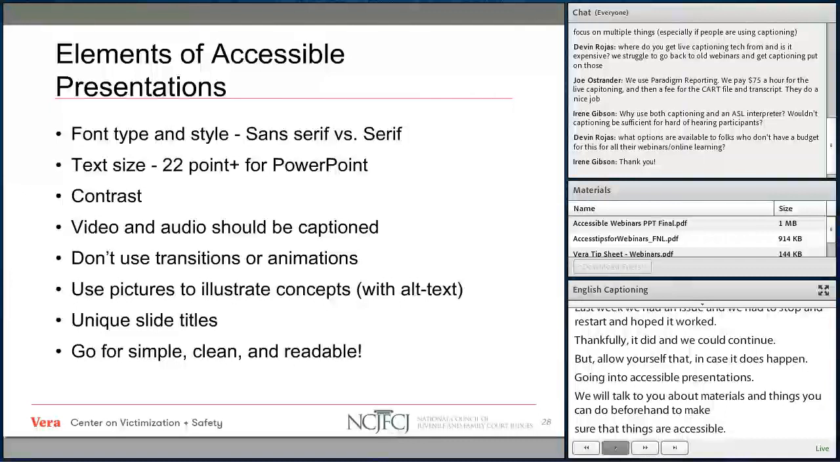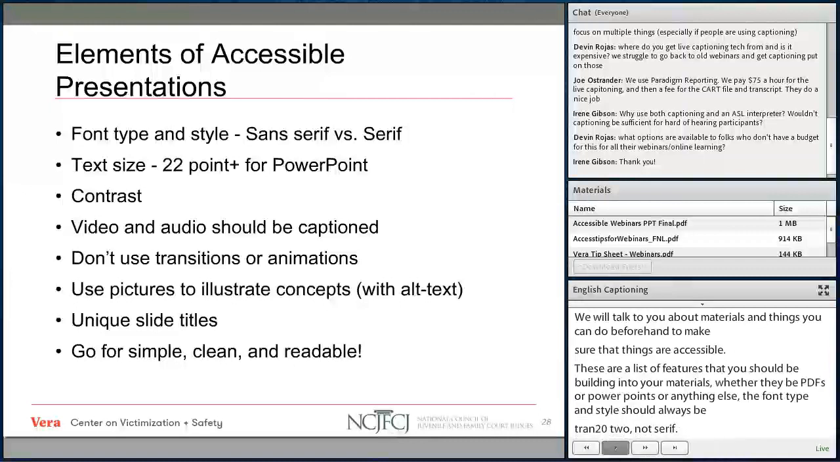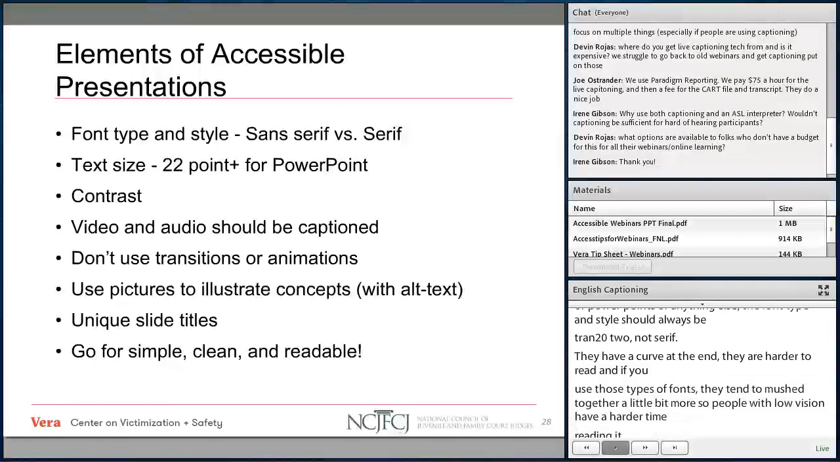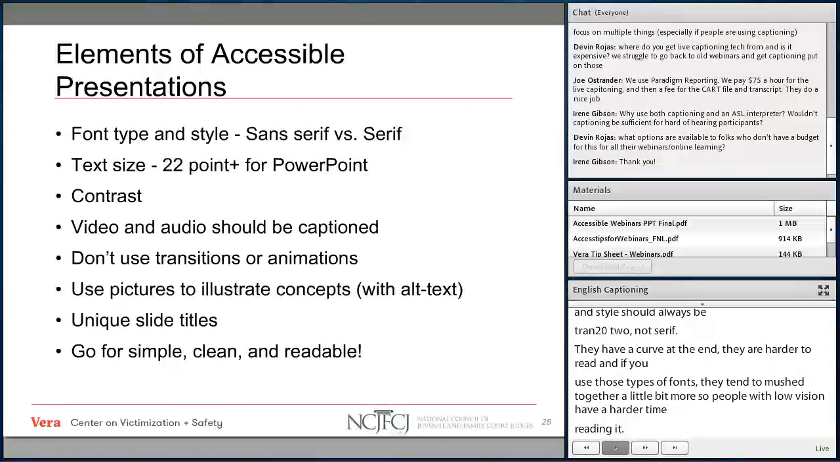Your font type and style should always be sans serif, not serif. So serif fonts are the ones where they have like a little curve at the end. They're harder to read. If you use those types of fonts, they tend to mush together a little bit more, so people with low vision have a harder time reading it. Text size, we say 22 or higher for any presentation online, but you may want to go bigger. It just depends on what platform you're using and how much of the screen you're allowed to take up with your presentation.